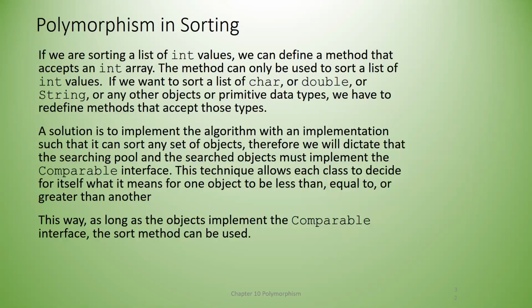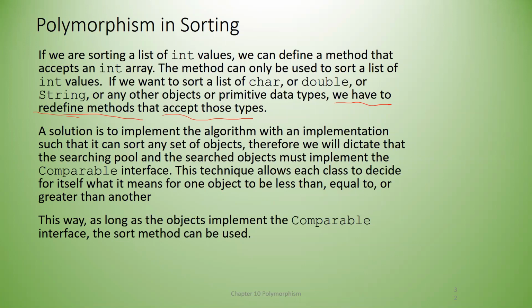So here I am explaining if we are sorting a list of int values, okay, we can define a method that accepts an int array, right? The method can only be used to sort a list of int values. Then what if you want to sort a list of strings? What if you want to sort a list of characters? So if we want to sort a list of char or double or string or any other objects or primitive data types, we have to redefine methods that accept those types. You have to overload each method with a different signature, right?